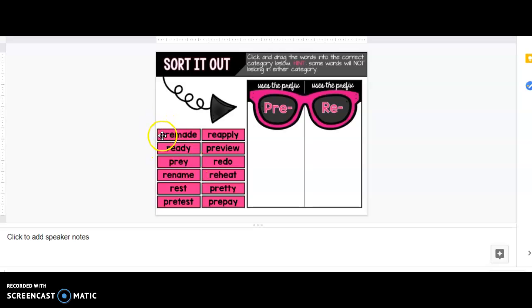But if I took PRE off of the word premade, then I'm left with the word made, which is a word by itself. It's a root word, so I would take that and drag it over here to the pre side. So not all of these are going to be sorted over here. You have to figure out which one actually has a prefix and which one is just spelled like it has a prefix.